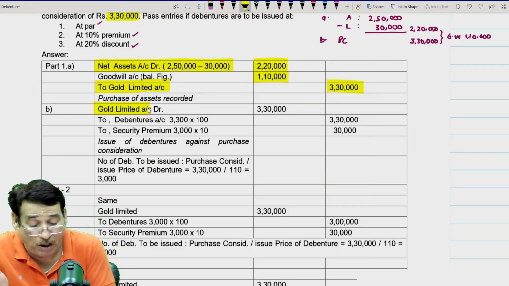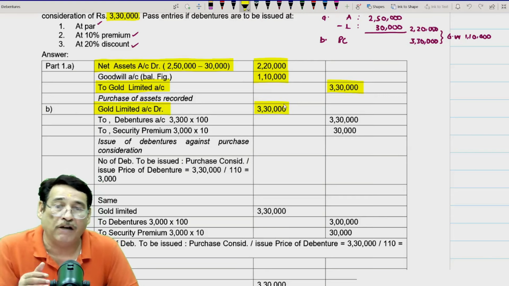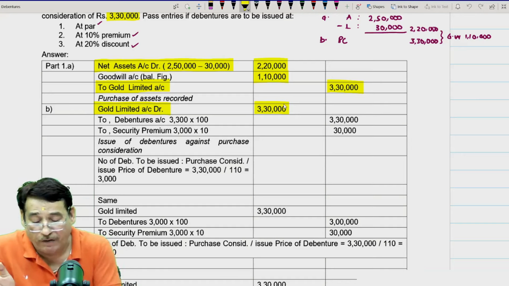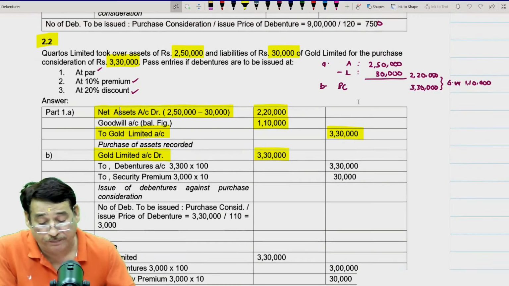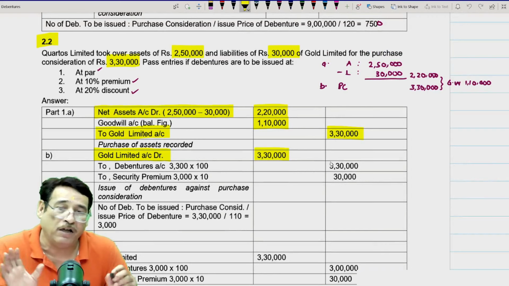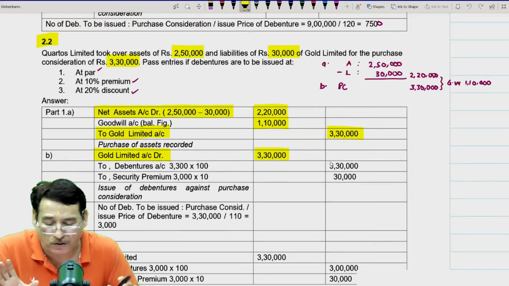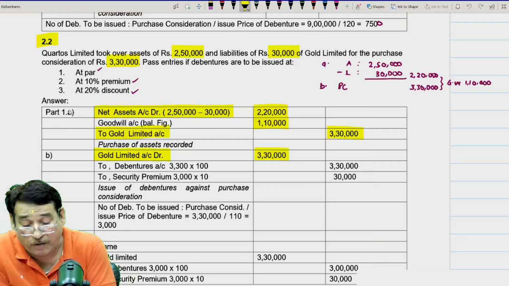Now the second entry will be: Gold Limited will have to be discharged. Now the first case is that we are issuing the debenture at par. However, I have directly taken case B, just to make the point clear, because in case of debenture issued at par, I will simply write Gold Limited account debit to debenture account 3,30,000. In case of par, there is no problem. Now, let us say we are considering part B. We are leaving part 1. We are considering part B.